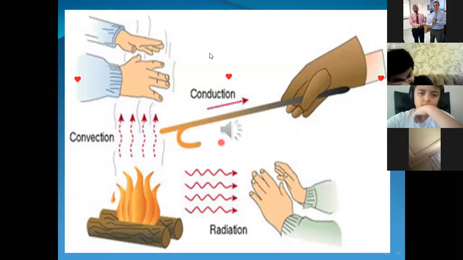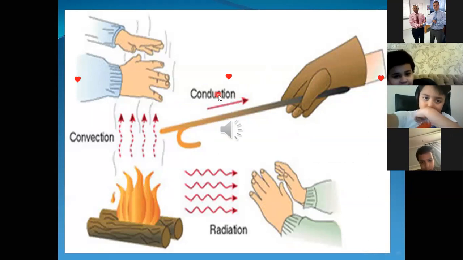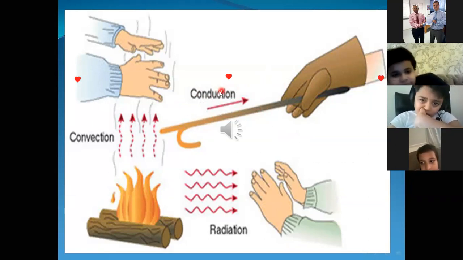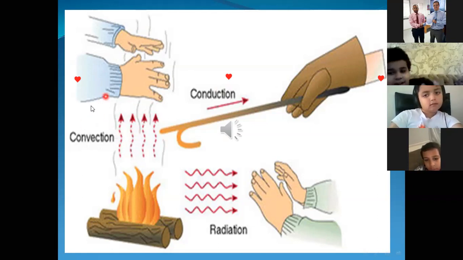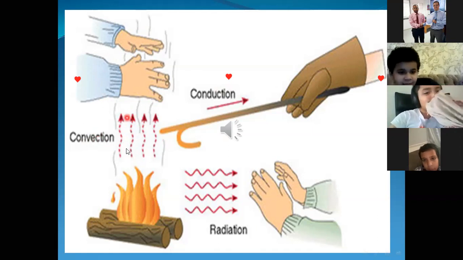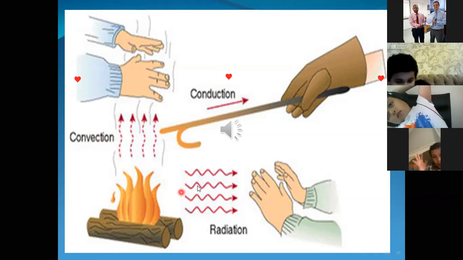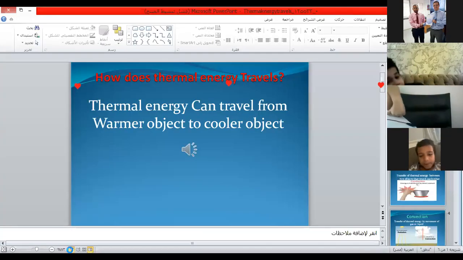What can you see here in this picture? Who can describe this picture? Yes, Jamal? If you touch something hot. Yes, this is conduction. You can see here he touches by his hand. So this is conduction. And here, look, the heat comes through the air to the hand. So this is convection. Here is radiation. Okay, boys, clear? Yes.